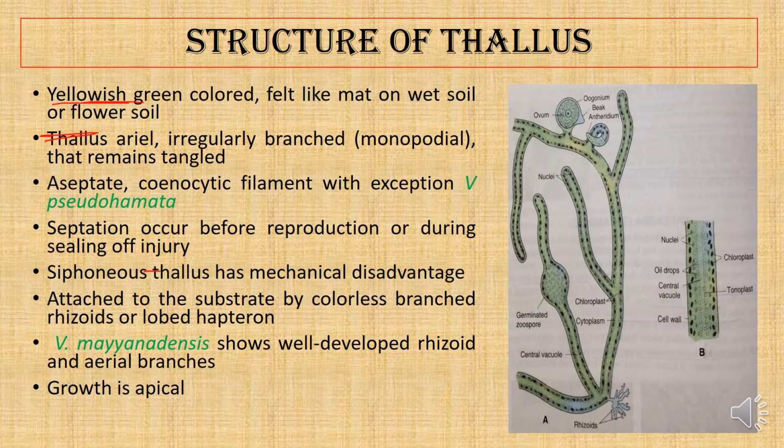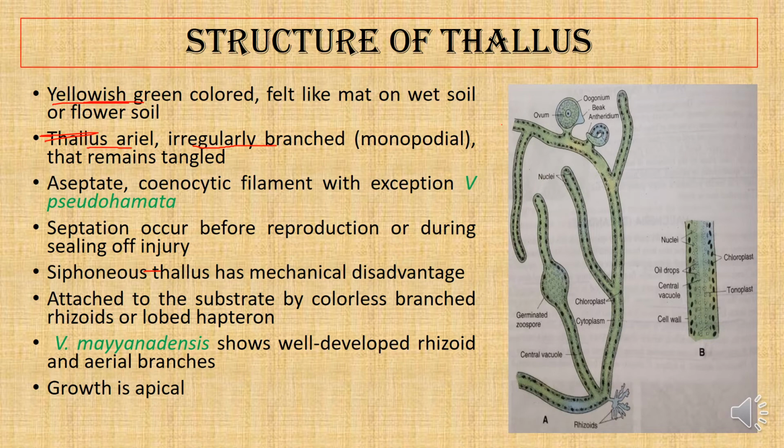In aquatic species the thallus occurs underwater, or half submerged, or sometimes exposed. So the thallus is aerial, and we observe irregular type of branching. And if we observe with a hand lens, we will see that all the thallus are entangled. But the thallus is siphonaceous.